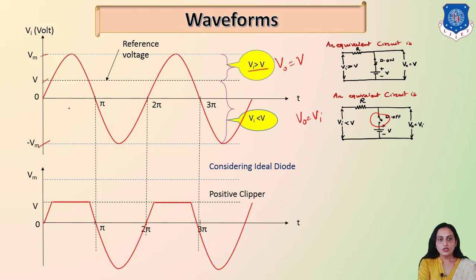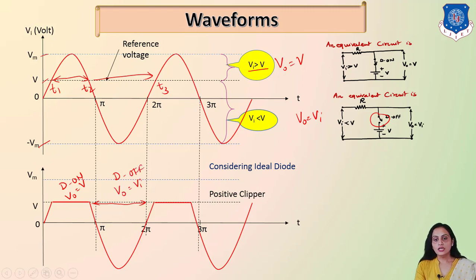So during this particular time period, if we consider this as T1 and T2, we can say that the diode is on, and that is why output is equal to V. And for the other time period, from T2 to T3, when input is less than V, we can say the diode is off, and that is why output is equal to input.